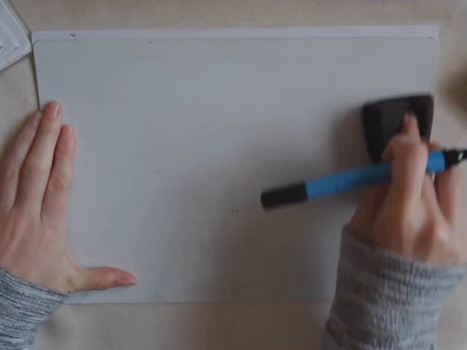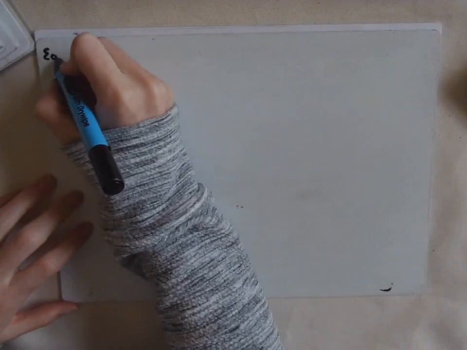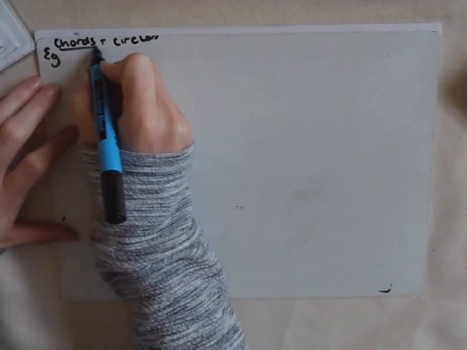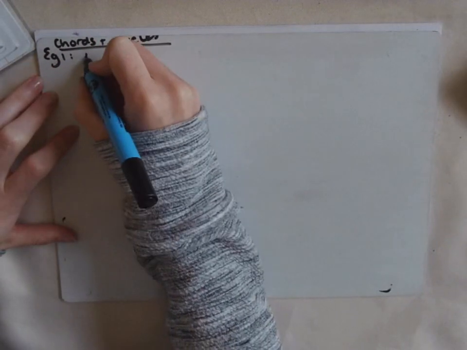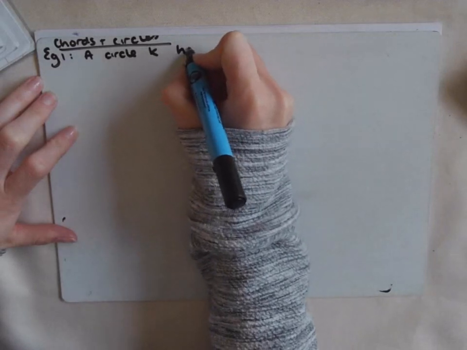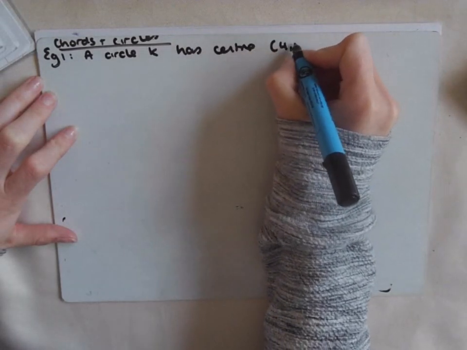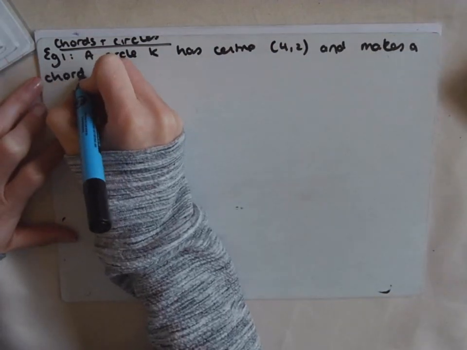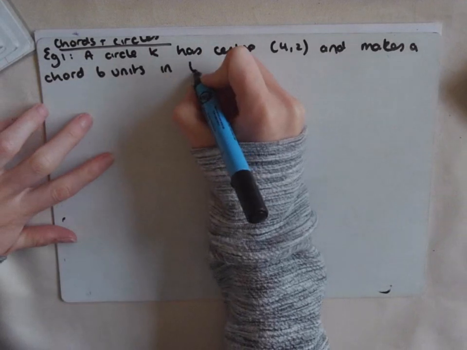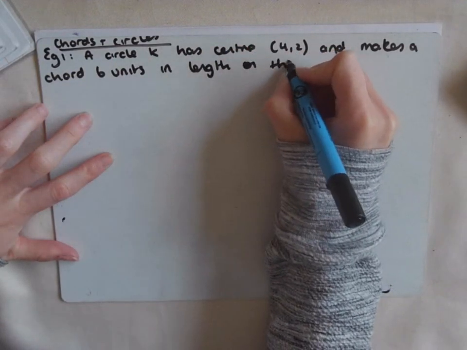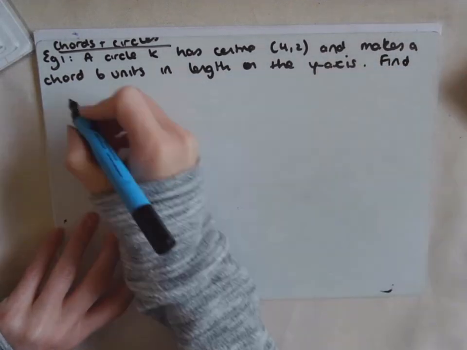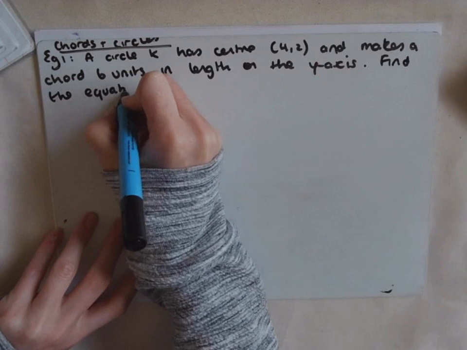One property you'll remember is the perpendicular from the center to a chord bisects the chord. We'll just call this chords and circles. A circle has center 4, 2 and makes a chord 6 units in length on the y-axis. So it's telling us the length of the chord. Find the equation of k.